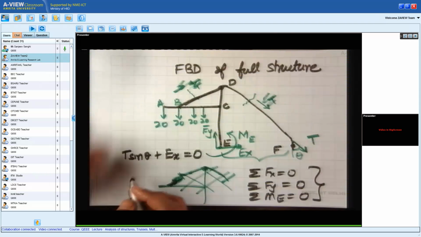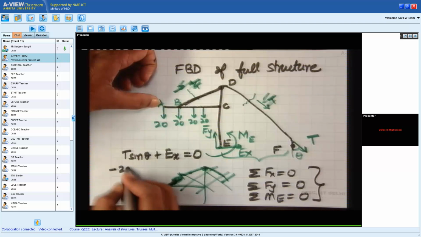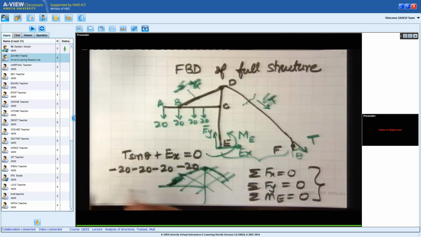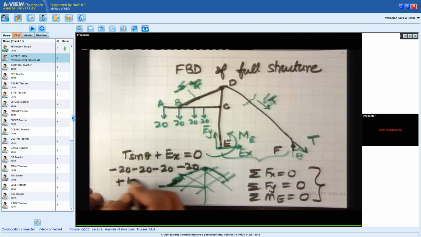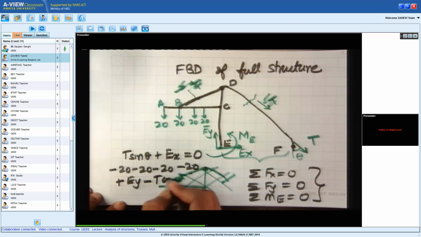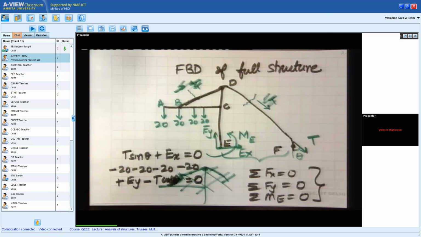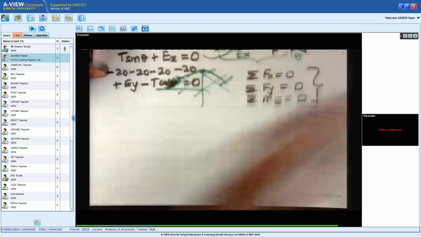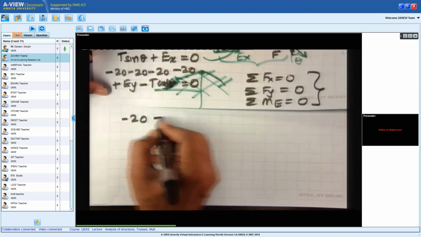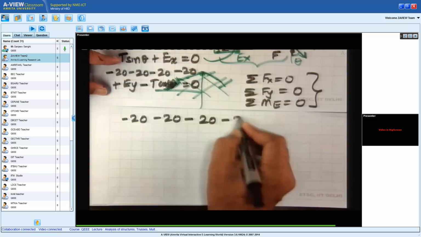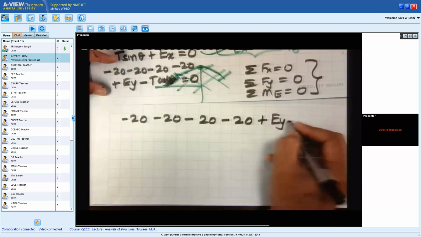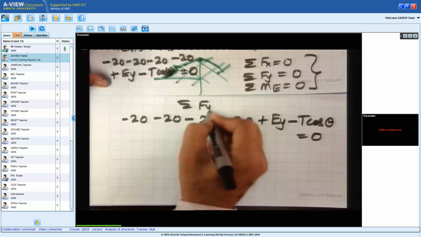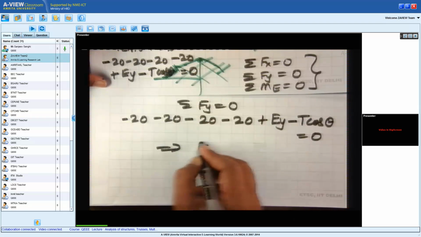When I do sigma Fy is equal to 0, I will get minus 20, minus 20, minus 20, minus 20. These I get. Then I get plus Ey minus T cos theta is equal to 0. So let me write this again. I'll copy it from here. Minus 20, minus 20, minus 20, minus 20, plus Ey minus T cos theta is equal to 0, and this will give me the value of Ey.